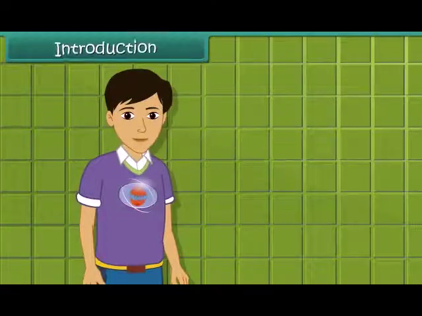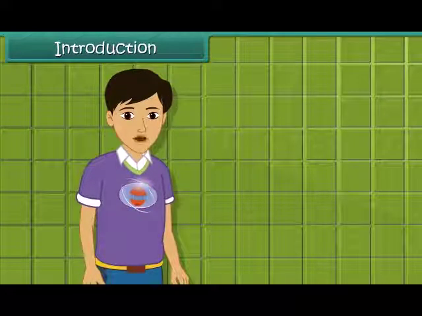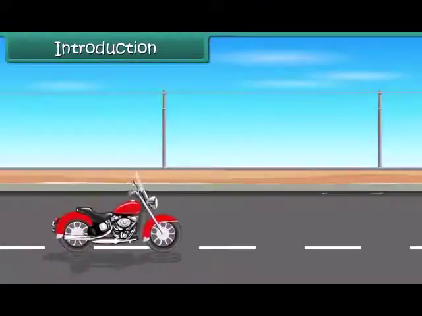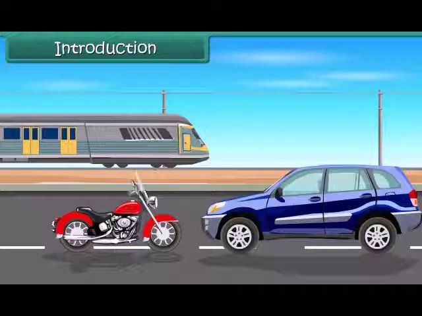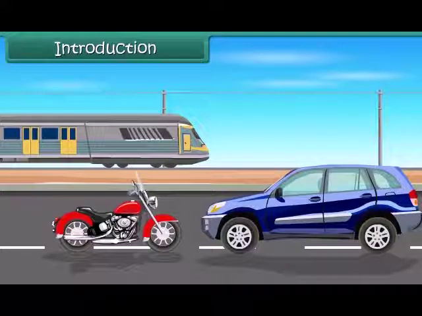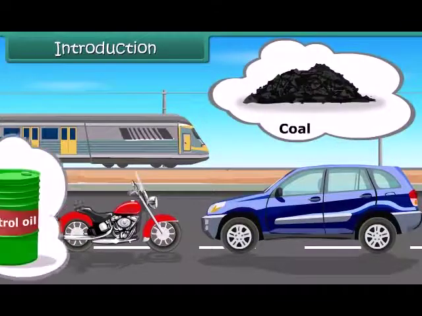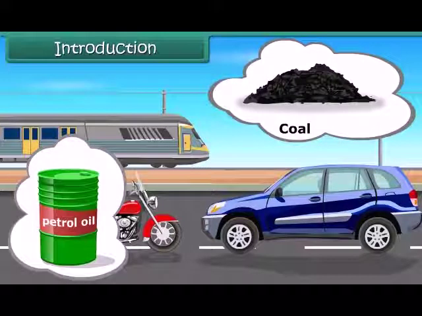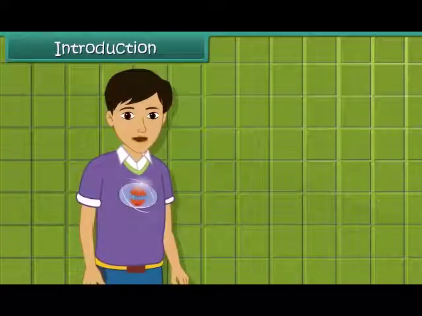Introduction. Hi friends, we can see so many vehicles like bikes, cars, trains, etc. all running around us. They don't eat any food like any living being does. Then how do they get their energy? Yes, they get their energy from fuel. The fuel can either be coal or petroleum products. They provide energy for vehicles to move. In this module, we are going to learn more about these natural energy resources.